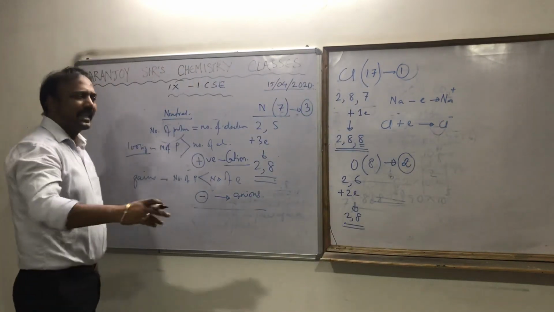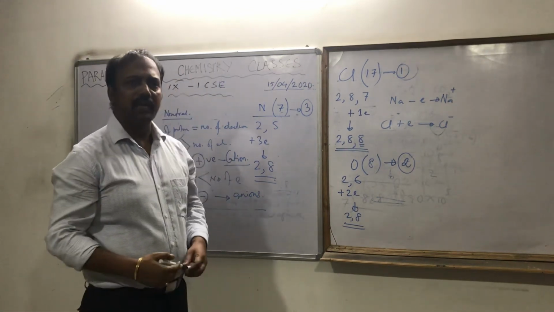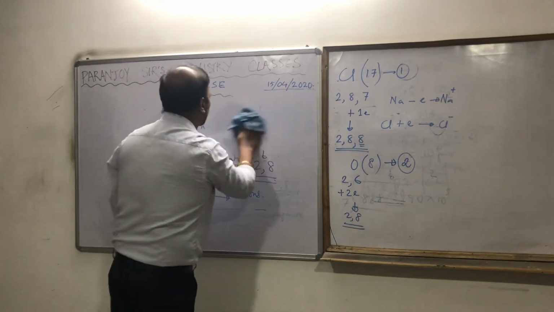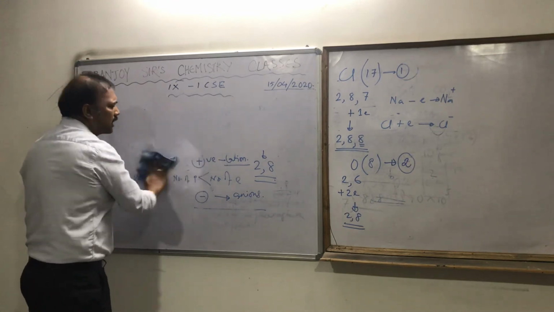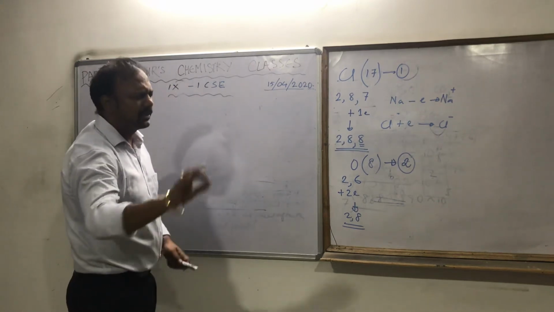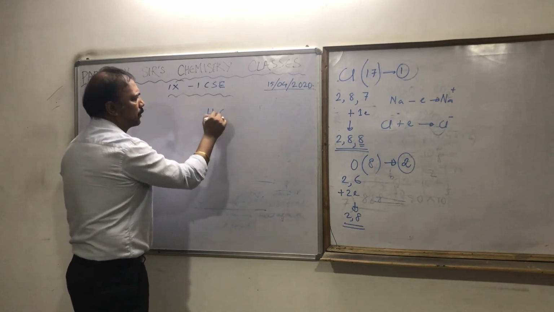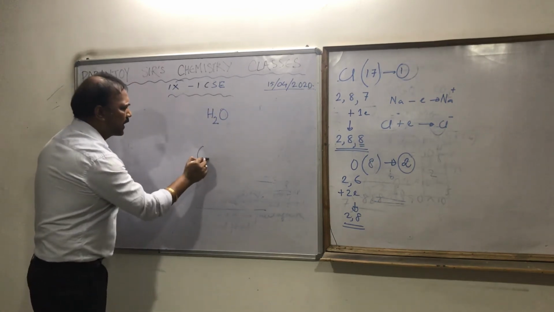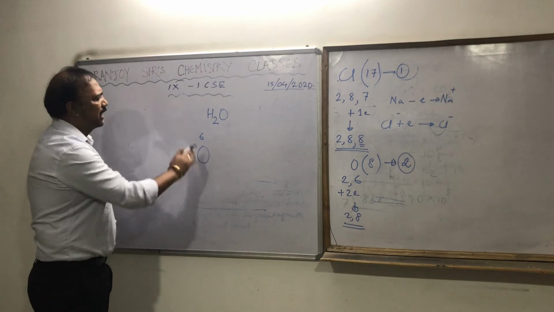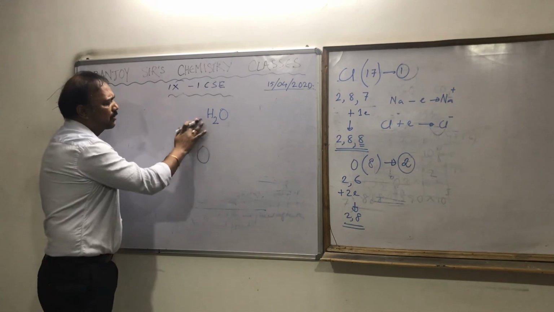Is it clear? Same way, they can also combine by sharing the electrons. If they share the electrons, the reason is to get an octet, or 2 electrons. I'm just taking a simple example of water. Oxygen has got how many electrons? 6 electrons in the outermost shell, means 2 and 6, right? 2 are in the inner shell, I'm just talking of the outermost shell.